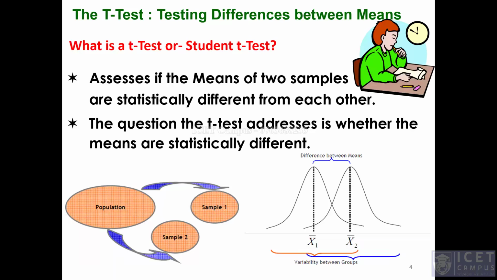So the question in a t-test addresses whether the means are significantly different or not. Actually, this is a mean comparison method. Here you can see x bar 1 means the mean of the first sample, and x bar 2 is the mean of the second sample. Suppose here we got a mean of 20, and here a mean of 25.